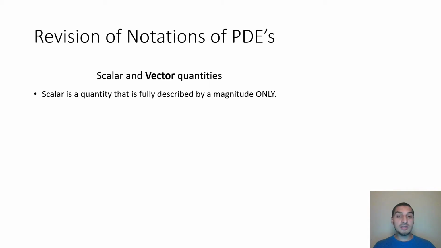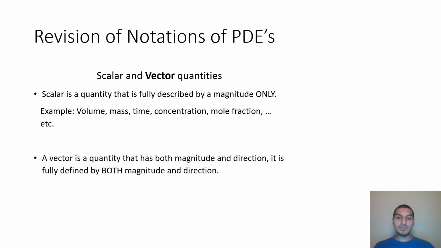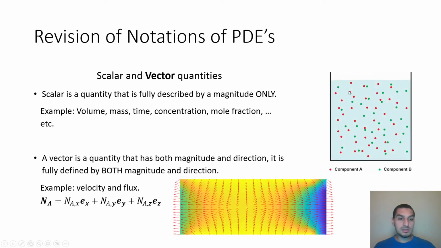It doesn't have any direction, and examples are volume, mass, time, concentration, mole fraction, whatever. So if you define the volume, then this is all what you need to know so that you fully understand the volume. And it's like you have here, if you have two components A and B in the mixture. So if you say that the composition of A is 40%, or the mole fraction is 40%, then this is all what you need to know.